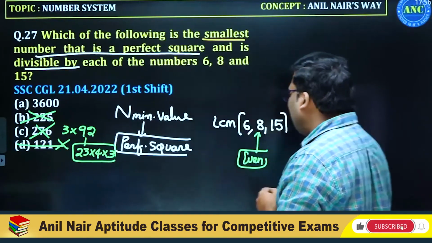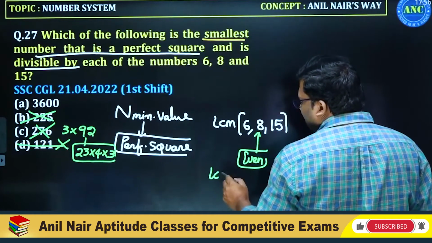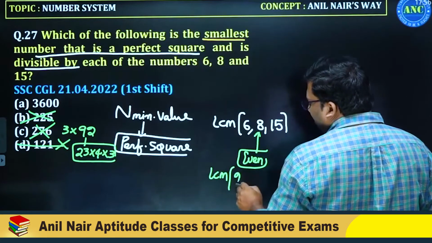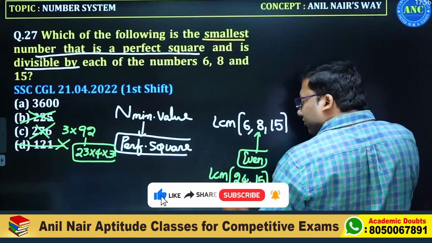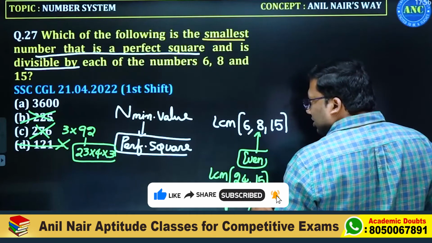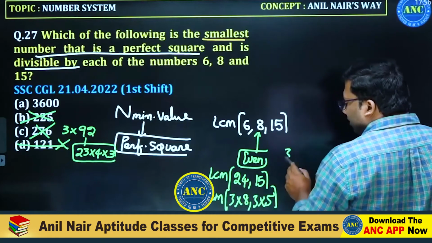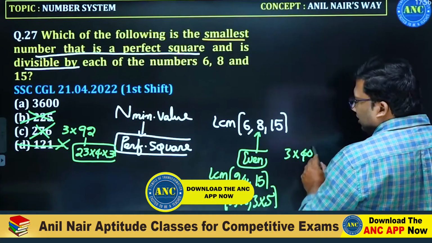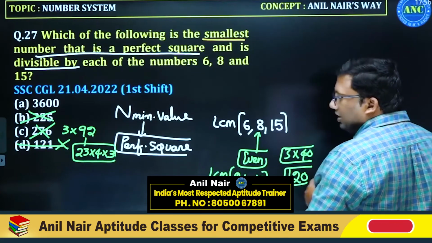I hope the idea is clear. What students will do is the LCM of 6 and 8 is 24, then 24 and 15. LCM of it is 3 8s are 24, 3 5s are 15. So they will do 3 3s are 3 out, 8 5s are 40, 40 3s are 120. The answer should be a multiple of 120, like that they will do.